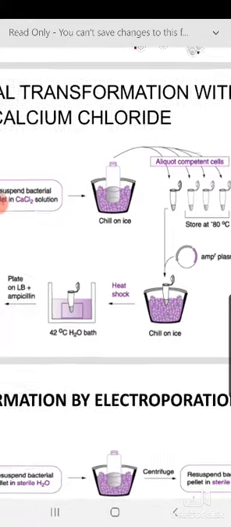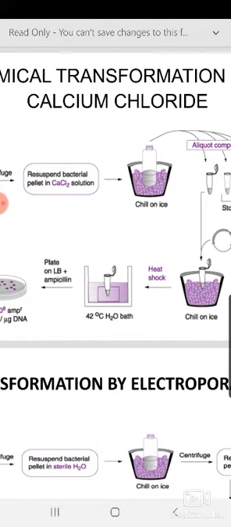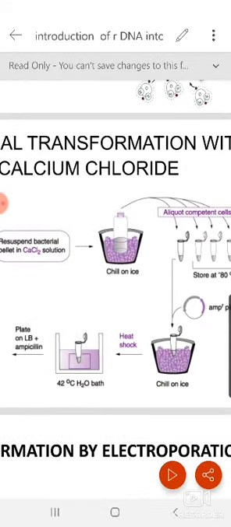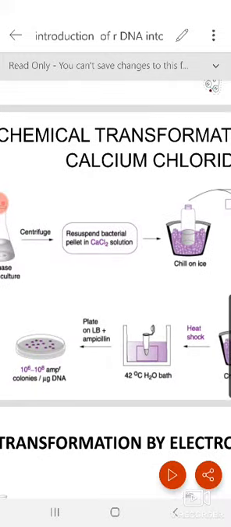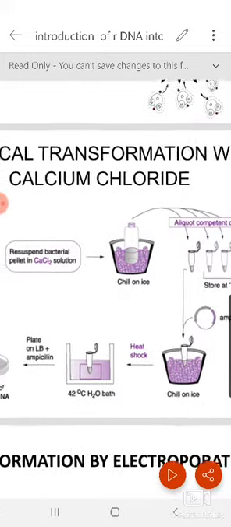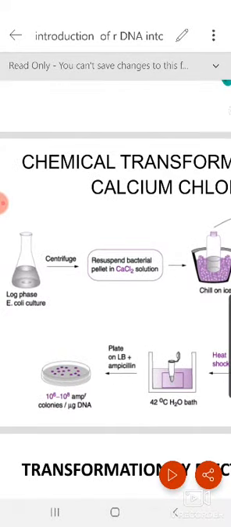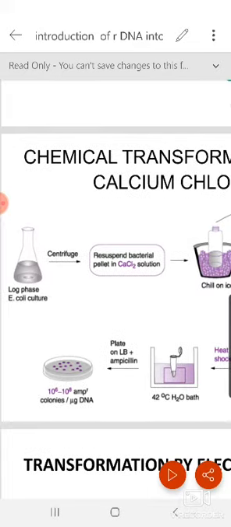After that you need to give a 42 degree heat shock. That's in the presence of calcium, and with this heat shock the pores will open. The mechanism is that during that time this vector gets introduced inside the cell. Based on the selection marker present here, ampicillin, you can plate on an ampicillin containing plate. If the plasmid has gone inside, then only the bacteria will grow on the ampicillin containing plate. So you can screen it also.